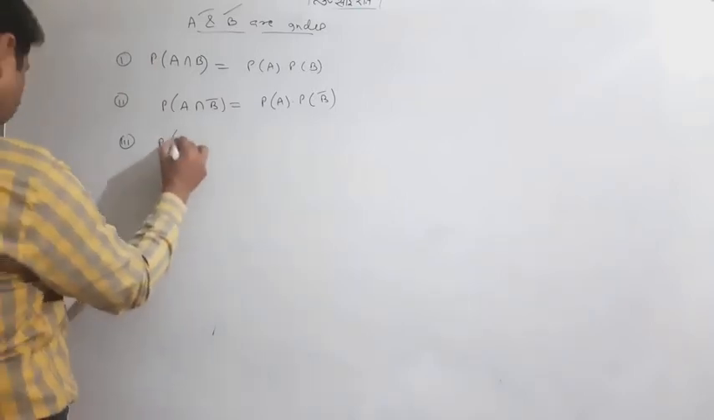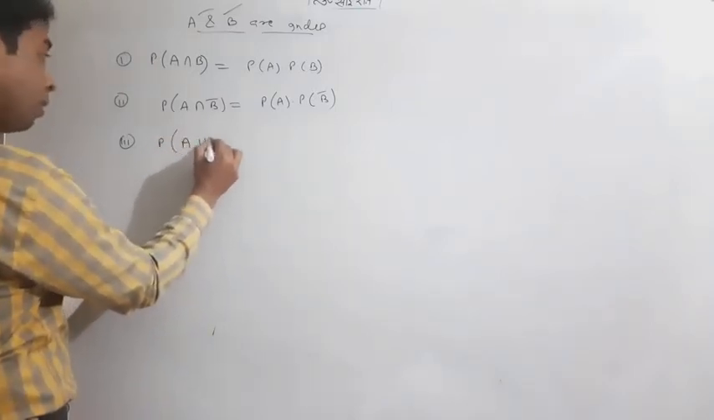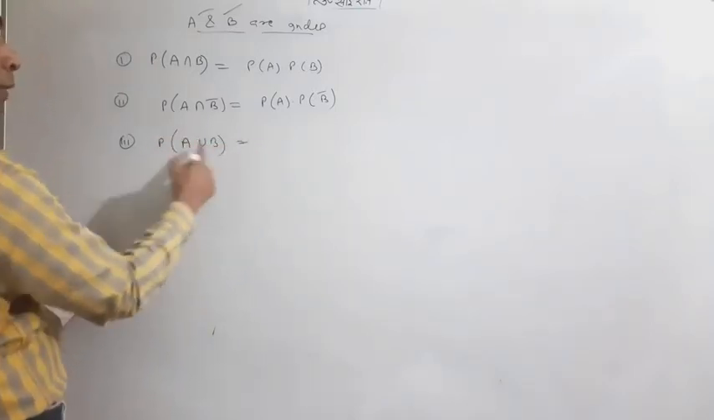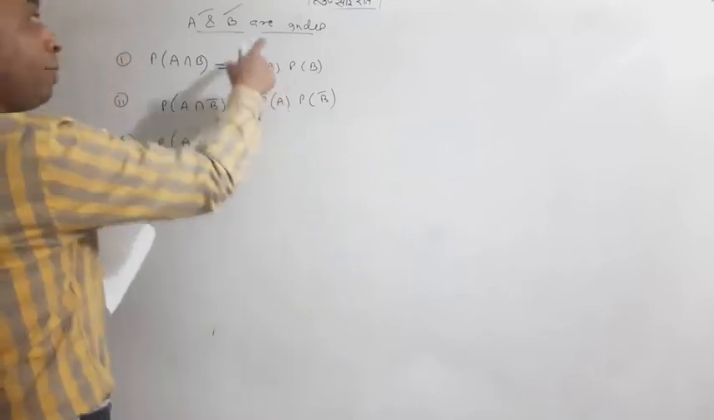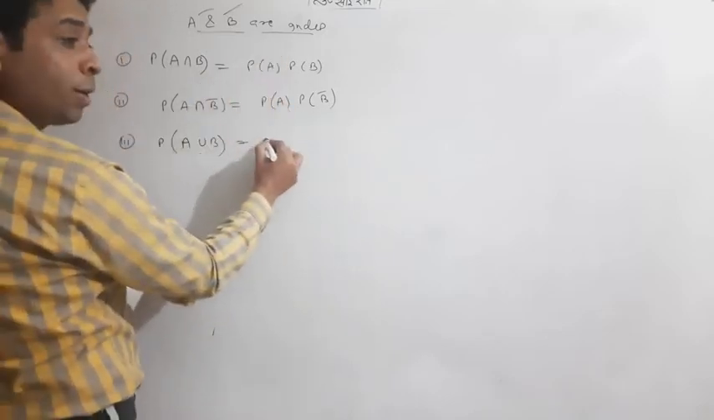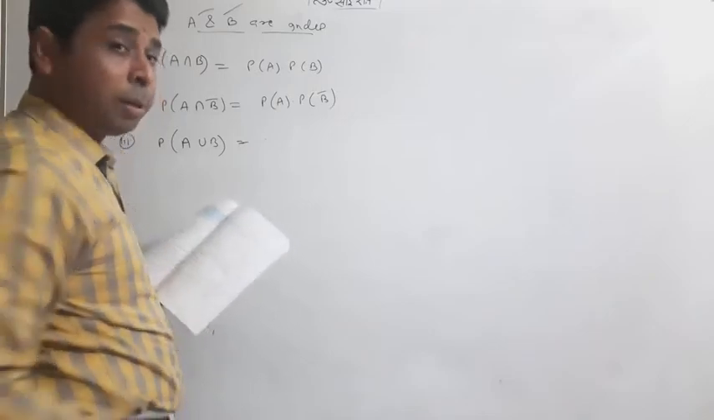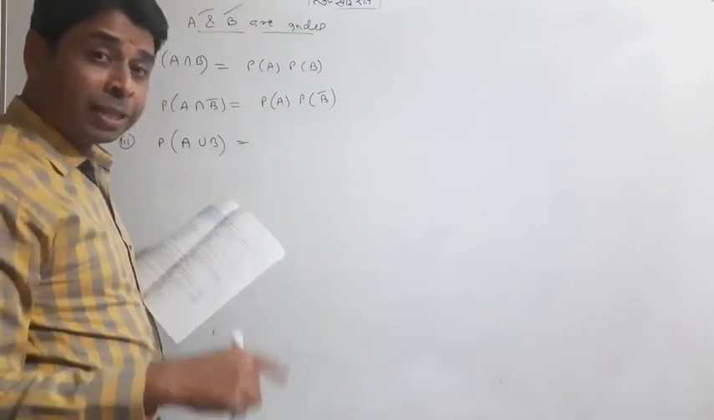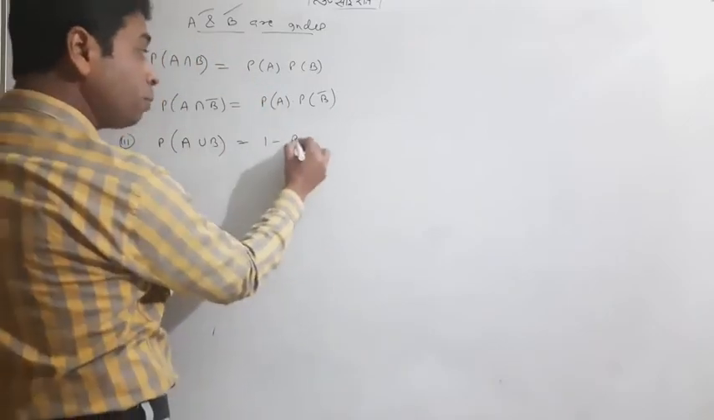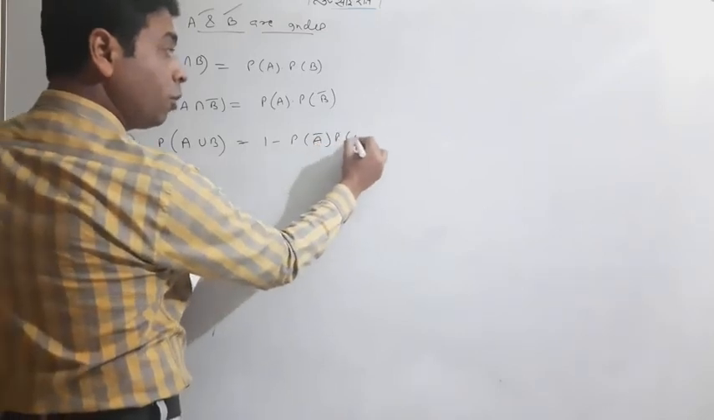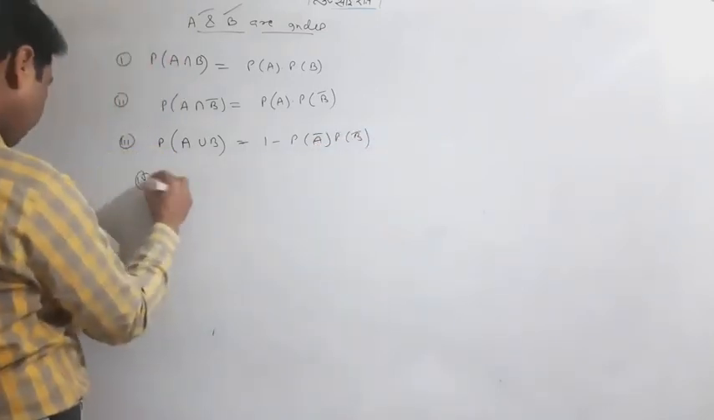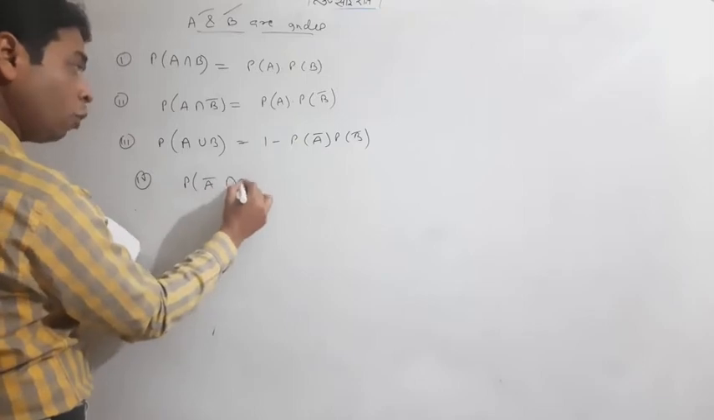Third question is A or B. You know the formula for P of A or B when A and B are independent. The union formula: don't write the formula of Class 11th, but write the formula of Class 12th. When A and B are independent events, it is 1 minus P of not A and not B. This is the formula.